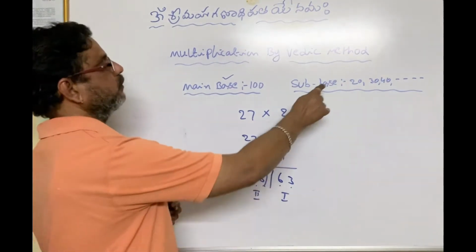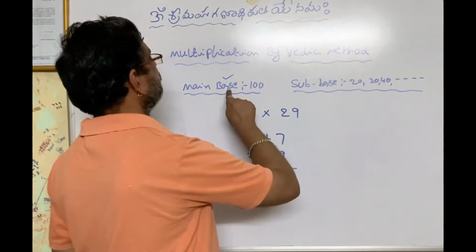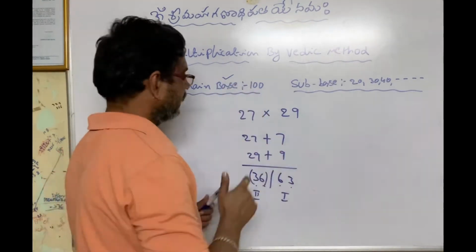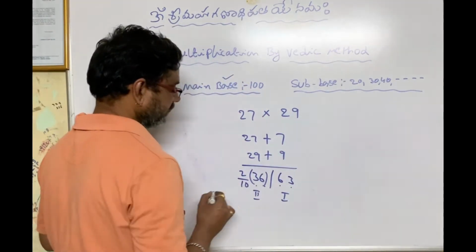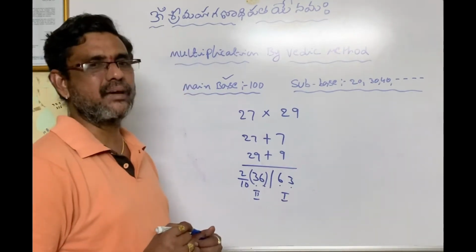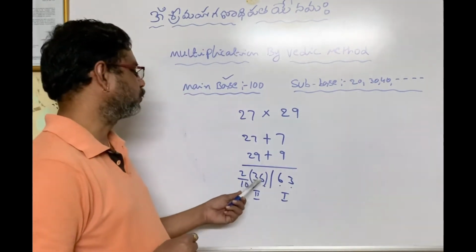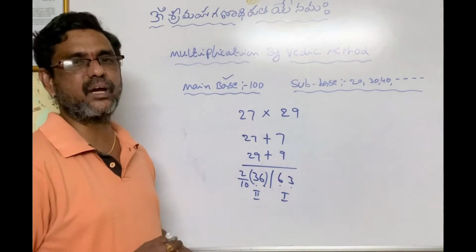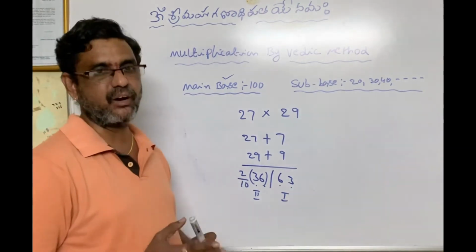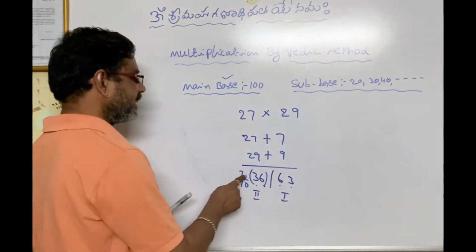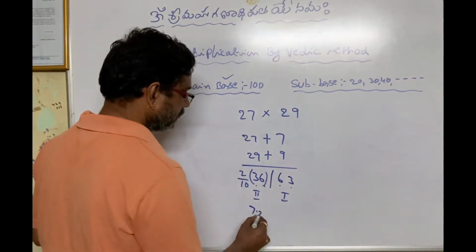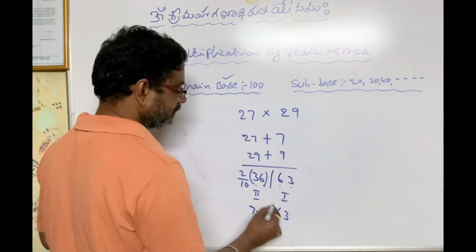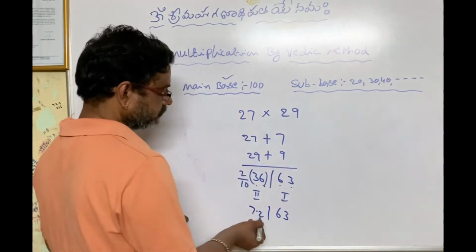Anurupyena: take the ratio of sub base and main base. 20 by 100 you will get 2 by 10. Actually it is 1 by 5, but multiplying by 2 and dividing by 10 is easy. That's why I am taking 2 by 10 instead of 1 by 5. So 36 into 2 is 72, by 10 is 7.2. And here 63.